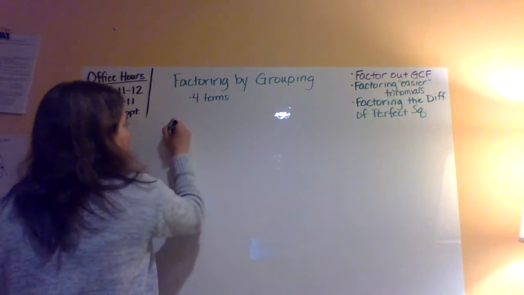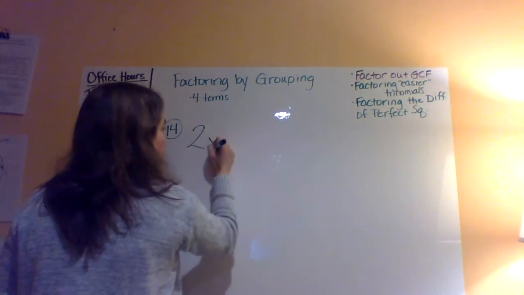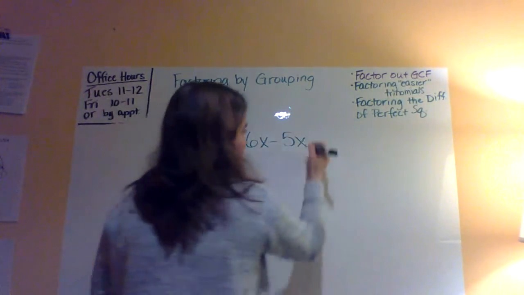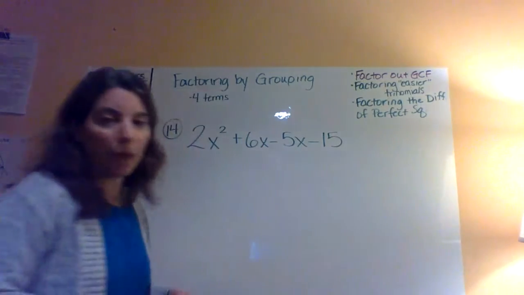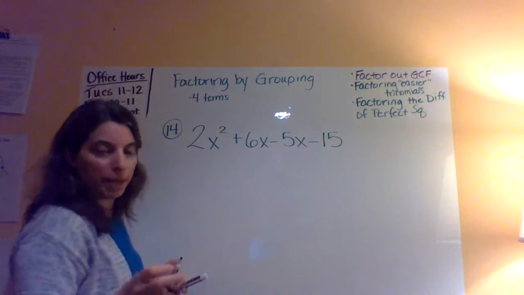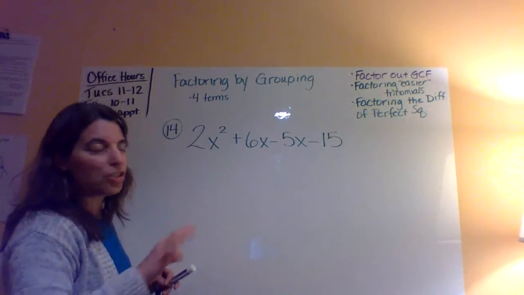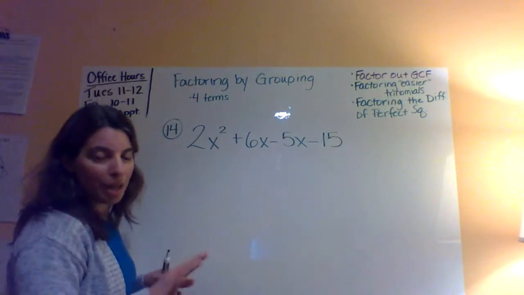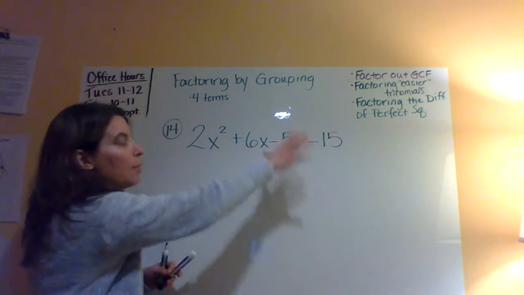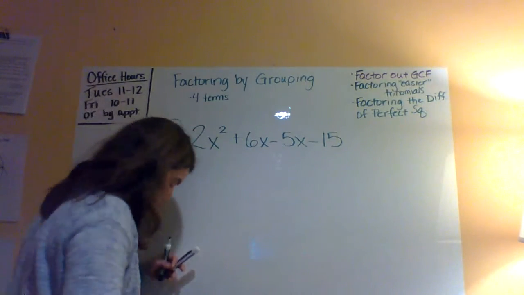So let's say here in number 14 we have 2x squared plus 6x minus 5x minus 15. Now you might look at this and say, well, those middle 2 terms are like terms. They could be combined, okay? And they can be, but just believe me for now that we're going to leave them separate. This is kind of a middle step in the next type of factoring we're going to do. So we will end up in this situation sometimes and not want to combine these because we're working on factoring.